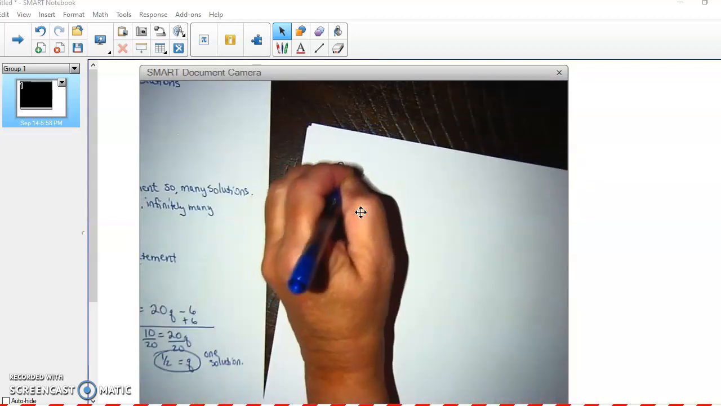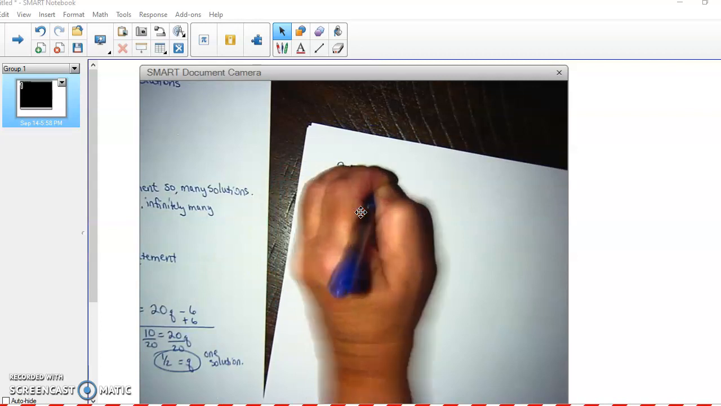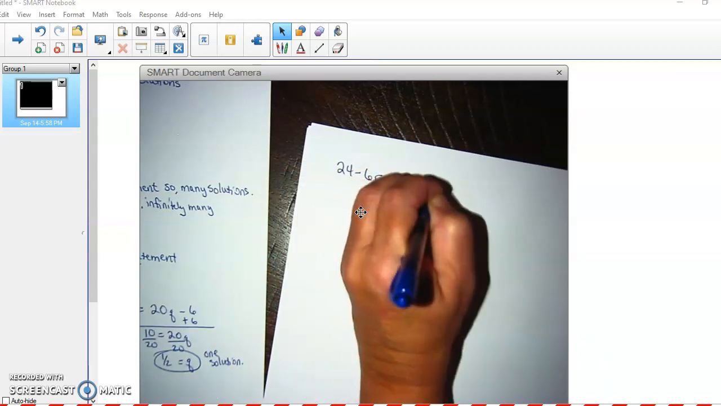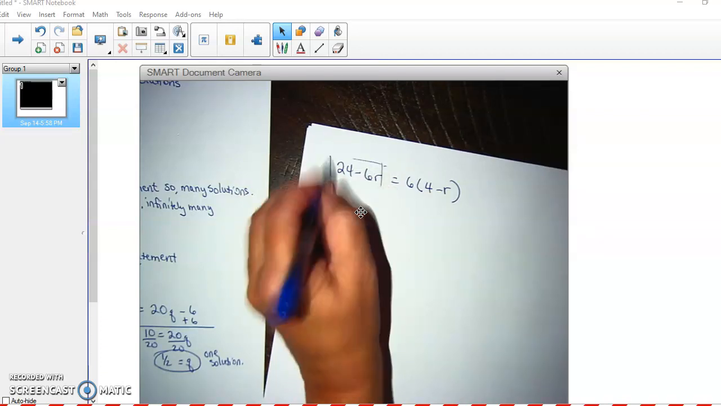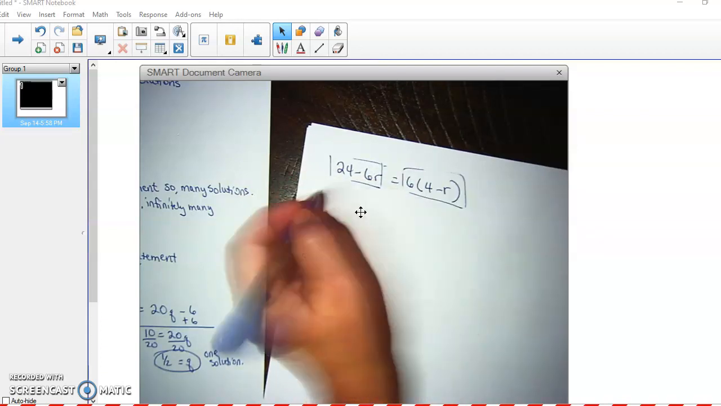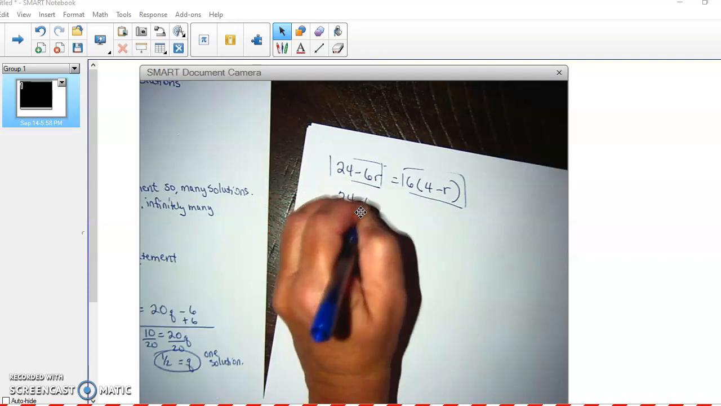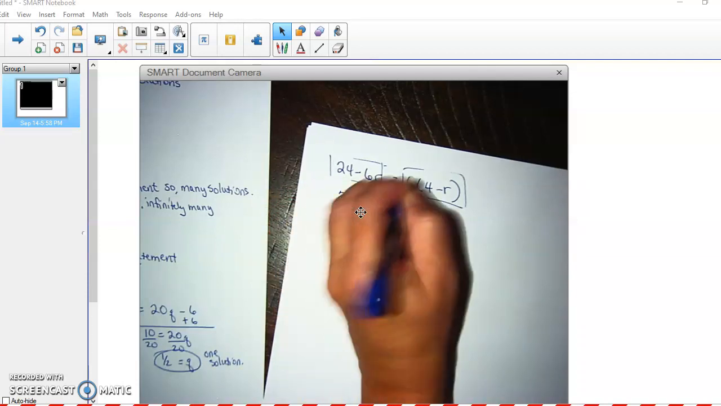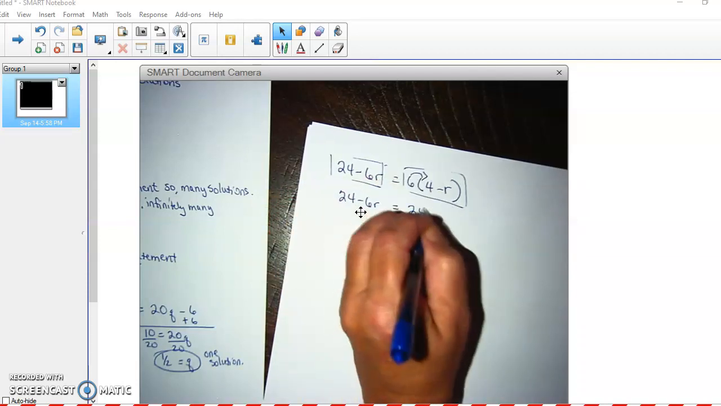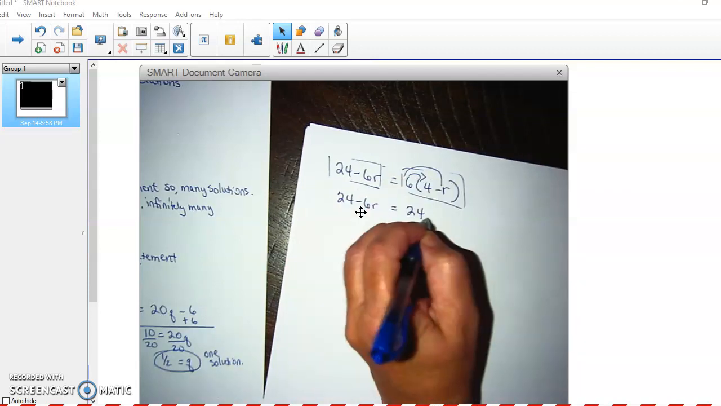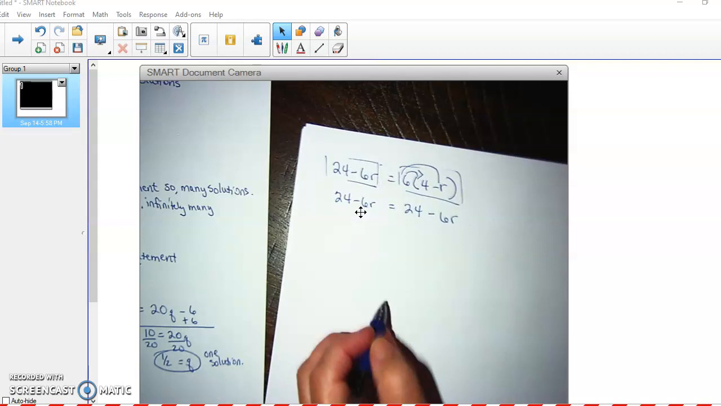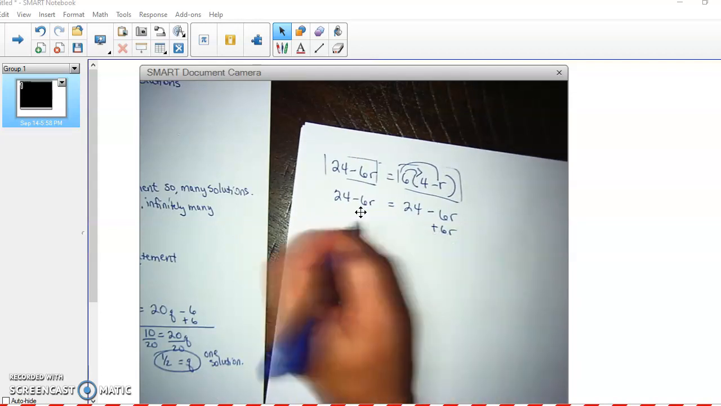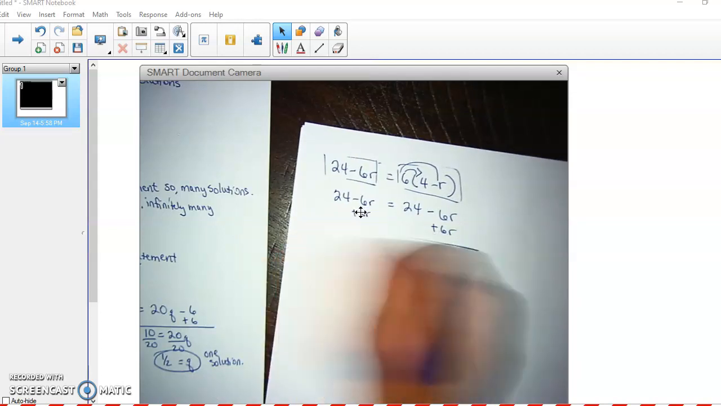So we're going to say 24 minus 6r equals 6 parentheses 4 minus r. Again, we're going to look on this side. Nothing we can do here, but we have distributive property. So let's rewrite this one. 6 times 4 is 24. 6 times negative r is negative 6r. So we're going to get our variables together on one side.